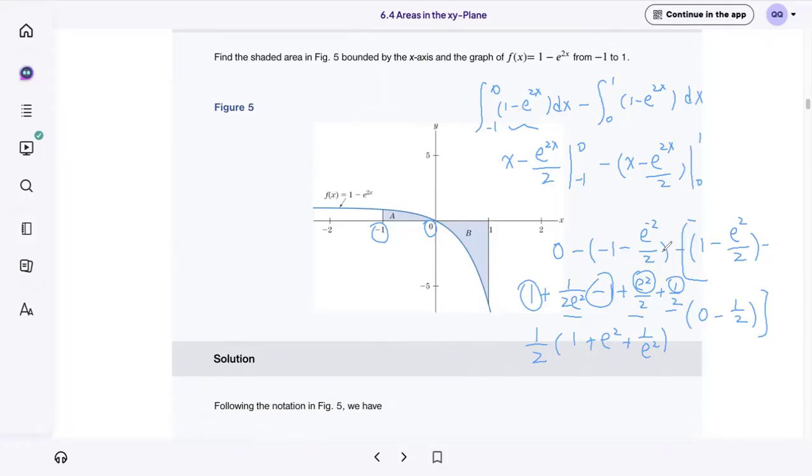So be careful, there's a lot of negative signs, right? When we have a lot of negative signs, we need to be very careful.